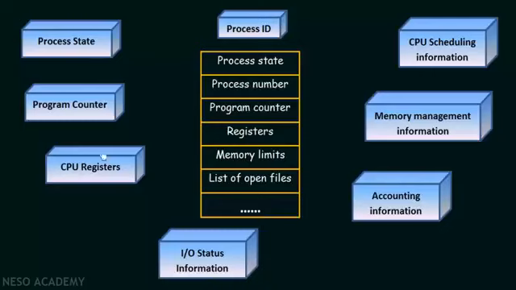So we see that all these things over here can represent a process. They represent the different aspects of a particular process, and all these things together are in a block known as the process control block, and hence we see that the process control block is used to represent a particular process in the operating system.